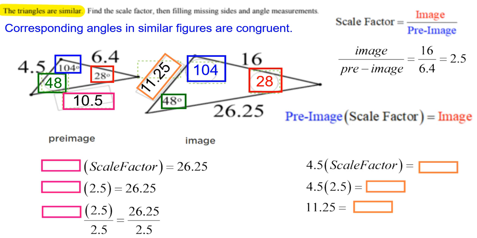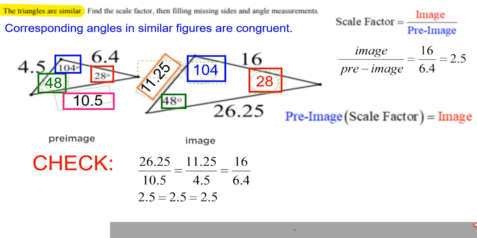Now, to make sure that everything checks out, we can go back to the definition of scale factor. We could take each of the image lengths divided by the pre-image lengths, and they should be 2.5. So 26.25 divided by 10.5 gives you back your 2.5. 16 divided by 6.4 is your 2.5, and 11.25 divided by 4.5 is your 2.5. And we verified that everything checks out.